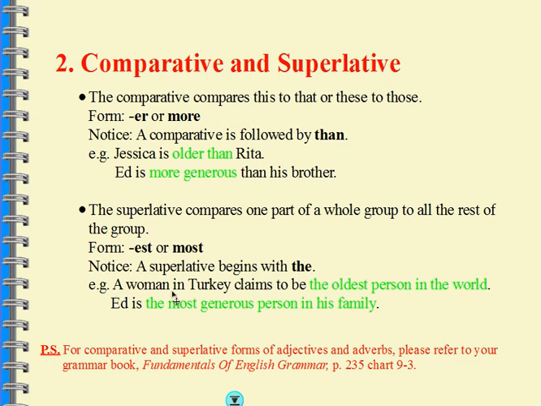Example, a woman in Turkey claims to be the oldest person in the world. I have the adjective with the suffix est and before the adjective, we have the. Ed is the most generous person in his family. In this example, we used most, and before most, we used the.